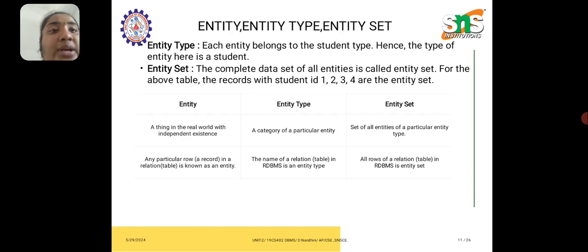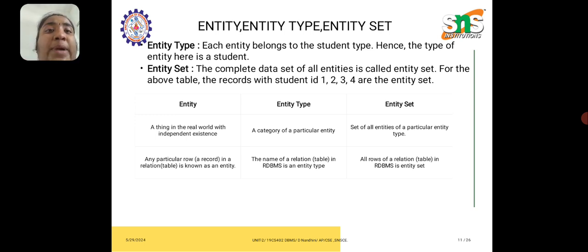What is an entity type? Each entity belongs to the student type, hence the entity type here is student. Entity set: the complete data set of all entities is called the entity set. For the above table, the records with student IDs 1, 2, 3, 4 are the entity set. We can see the difference between entity type and entity set. An entity is something in the real world with independent existence. A category of a particular entity is known as the entity type, and a set of all entities of a particular entity type is known as the entity set.